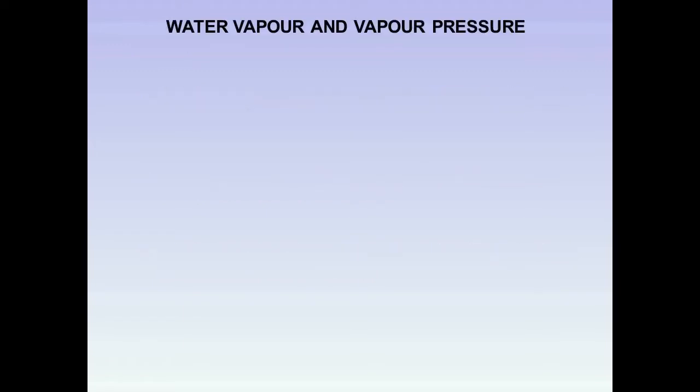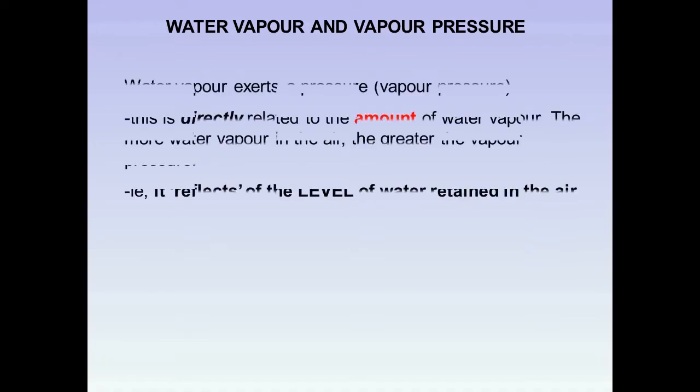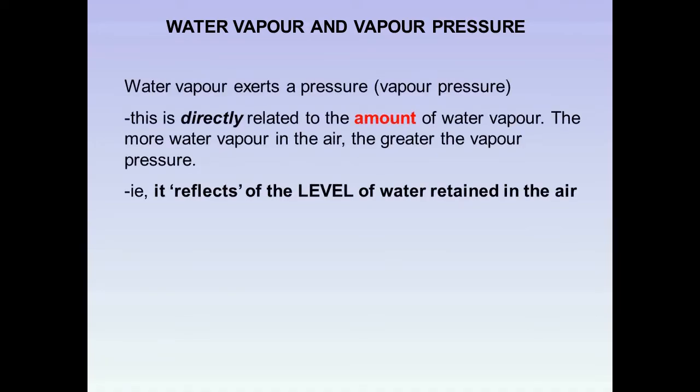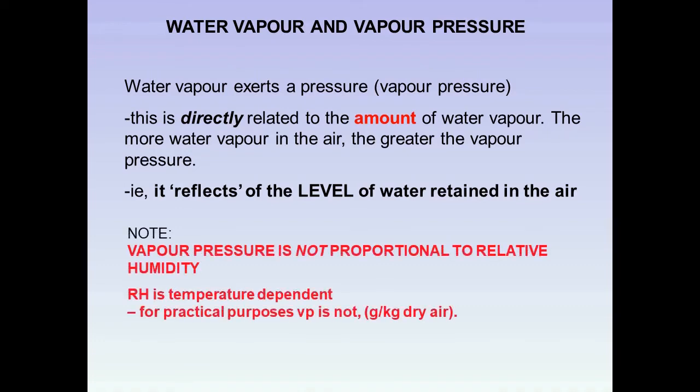And we can go a little bit further and look at water vapor and vapor pressure, and put these into perspective in relation to relative humidity. Water vapor, as we mentioned earlier, exerts a pressure that is directly related to the amount of water vapor retained in the air. The more water vapor, the greater the vapor pressure. In other words, it's a reflection of the level of water vapor retained in the air.